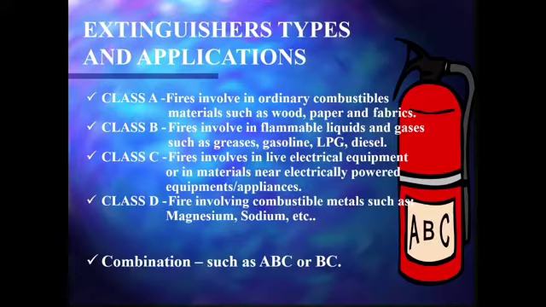Okay. Combinations such as ABC or BC are normal practice when we purchase fire extinguishers. Basically, this is what the fire extinguisher indicates. Let's say we have an ABC type. I think most buildings have the ABC type, meaning that the ABC fire extinguishers are ready to be used for Class A, Class B, and Class C fires.